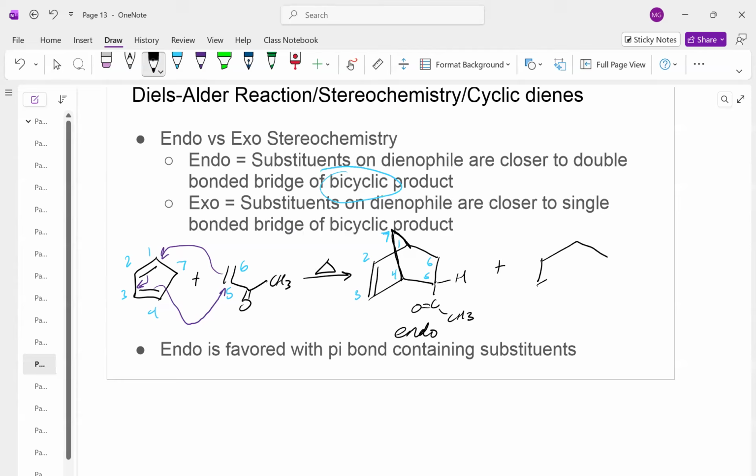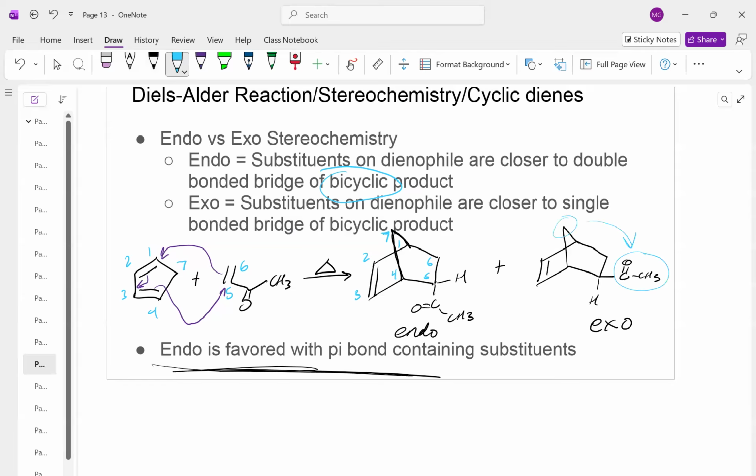or it could be going this way. This is called the exo product. Now, if there are substituents like this carbonyl group, endo is the favored product because it puts that substituent farther away from this bridge. So here, there might be a little bit of interaction between that substituent and that carbon that's forming the bridge there.